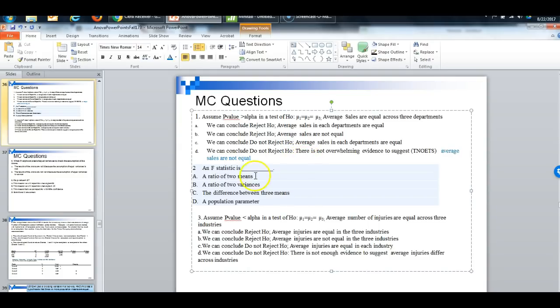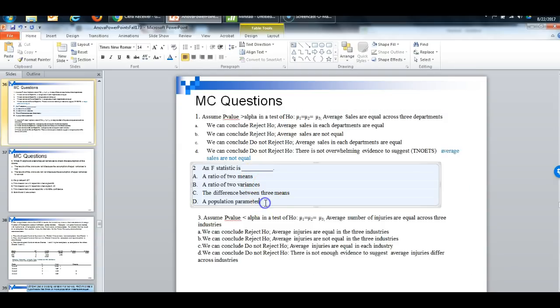Okay. An F statistic is ratio of 2 means, ratio of 2 variances, difference between 3 means, or population parameter. F statistic is ratio of 2 variances. Remember, between group variance and within group variance. It's a ratio of these 2 variances. The higher the F computed, the more likely the means differ.